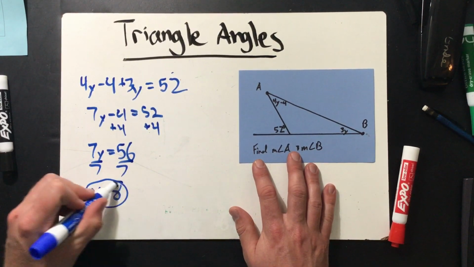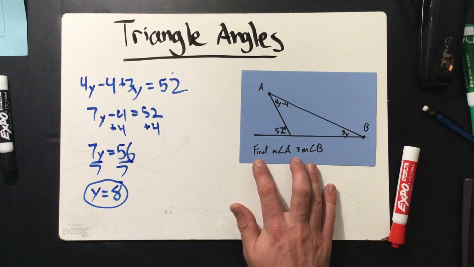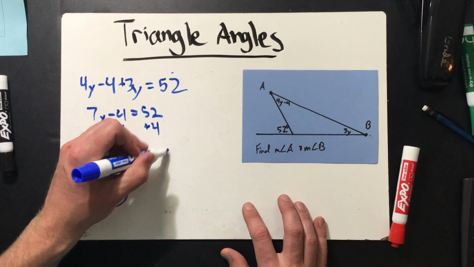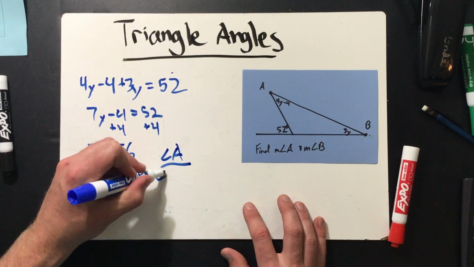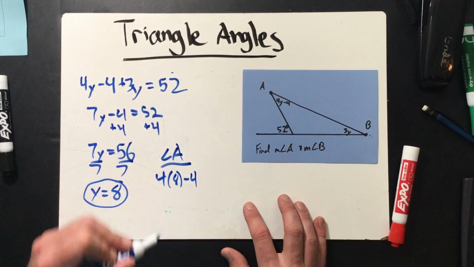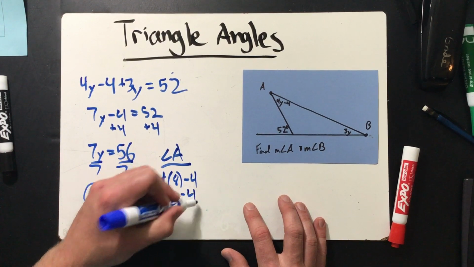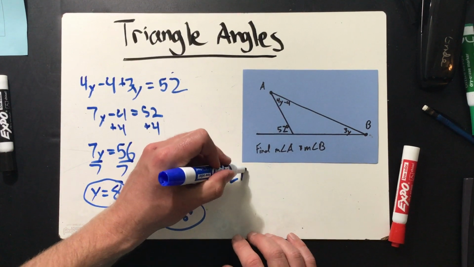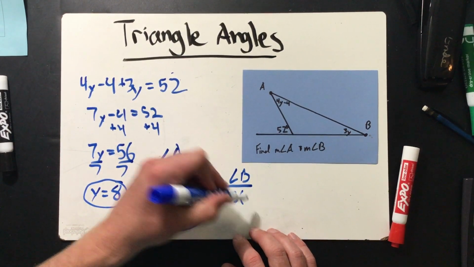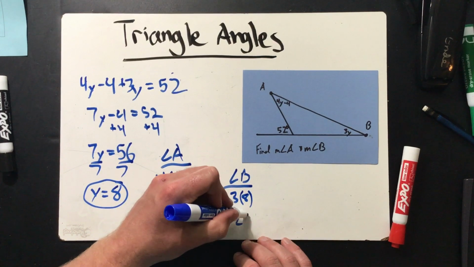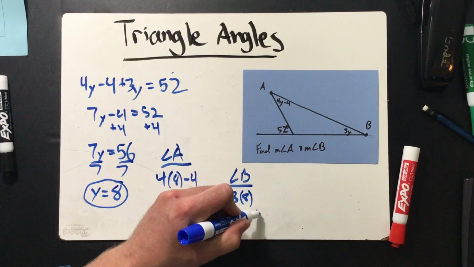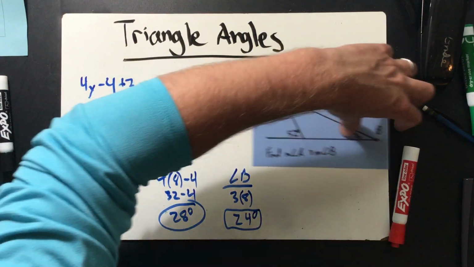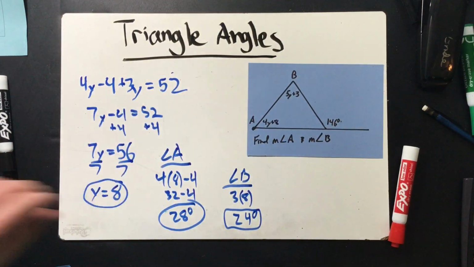Now, it kind of feels like an answer, but it's not the answer to the question. Find measures of angle A and measure of angle B. So for angle A, I have to go 4 times 8 minus 4. Well, that's 32 minus 4 for 28 degrees. Angle B is just 3 times 8, which is 24 degrees. And so those are the answers to my question. Final one for you. Let's take a look at this.